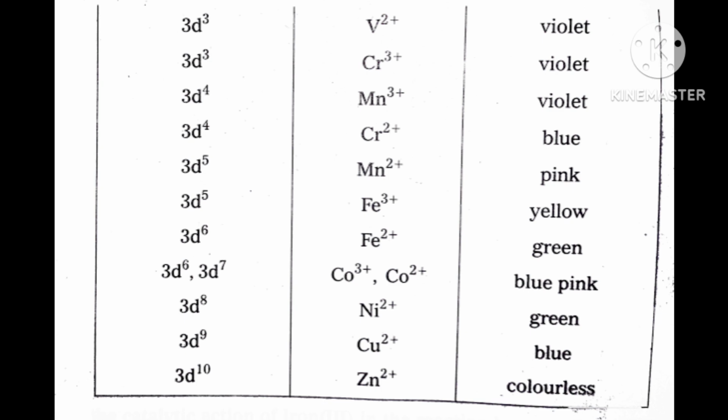That's why both are colorless. Scandium 3+ and titanium 4+ are colorless. Now 3d1, one electron is there, so there is scope for transition from one d orbital to the other d orbital. Then titanium 3+ means 3d1. In this case the ion will show purple color, purple.